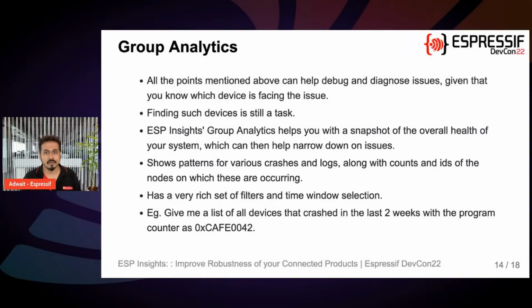For example, you can say, list me all the devices that have crashed in the last 2 weeks with, say, the program counter at 0xcafe0042. And it will list all the nodes that satisfy this condition. Then individually you can go to the nodes, check the logs, the metrics, and the variables, and reach a pinpointed issue. Thus, group analytics overall helps you get a snapshot of the overall health of your system and helps narrow down the issues.